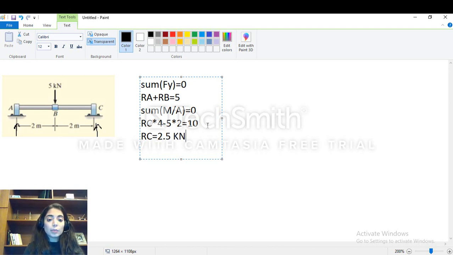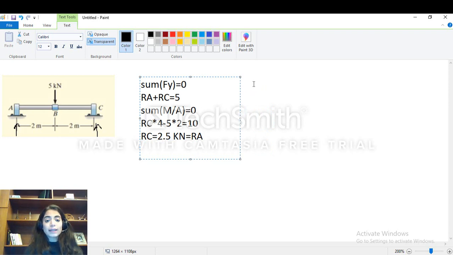And if I go back and replace here, sorry, this is RC, and replace in this equation RC equal to 2.5 kilonewton, this will give me that RA is also equal to 2.5 kilonewton. I can predict this because of the symmetry. As you can see, guys, I have two vertical reactions with one force at the midpoint of this beam, which means I have symmetry, so RA should be equal to RC, and since their sum is equal to 5, then they should each be equal to 5 over 2, which is 2.5 kilonewton. So this is the first step. Here, guys, I found the reactions.